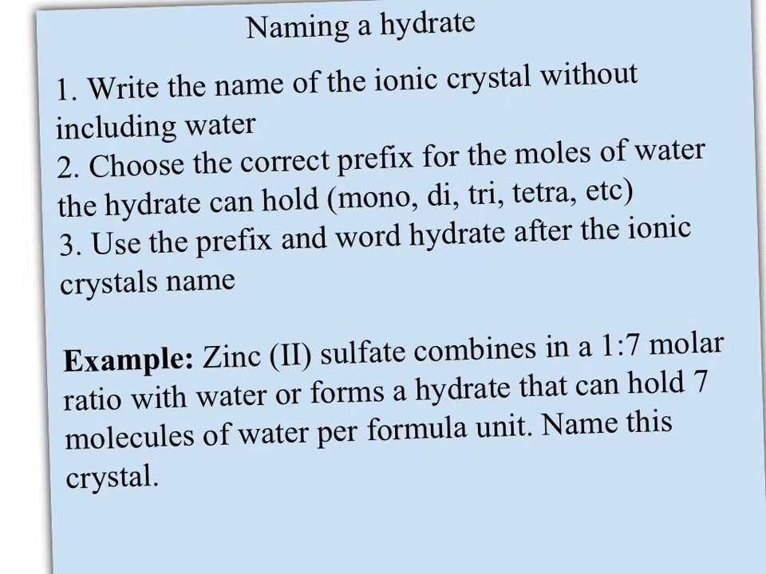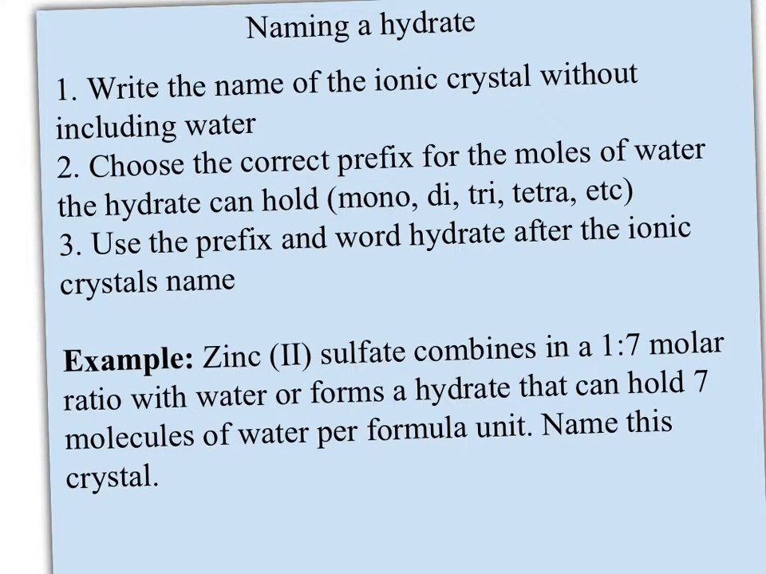So let's look at naming. You write the name of the ionic crystal without including the water, and then you choose the correct prefix for the moles of water that the hydrate can hold, such as mono, di, tri, tetra. Then remember you get to the easy ones, penta, hexa, hepta. And then you use the prefix with the word hydrate after the ionic crystal's name. So for example, zinc(II) sulfate combines in a 1:7 molar ratio with water, or in other words, forms a hydrate that can hold 7 molecules of water per formula unit.